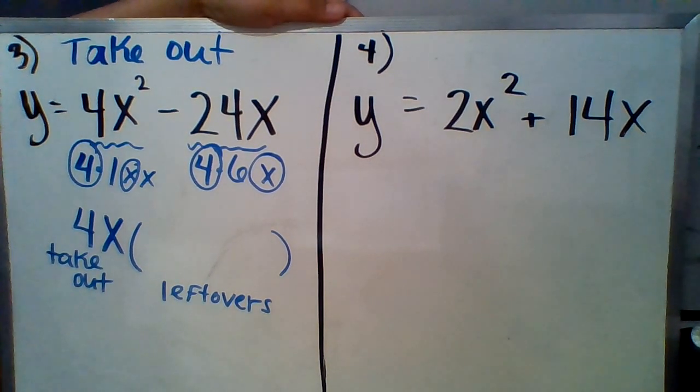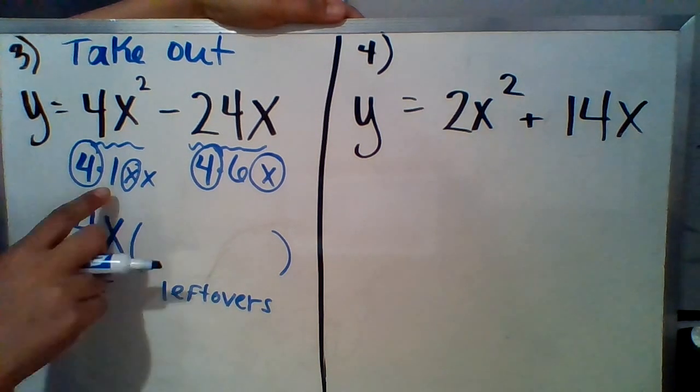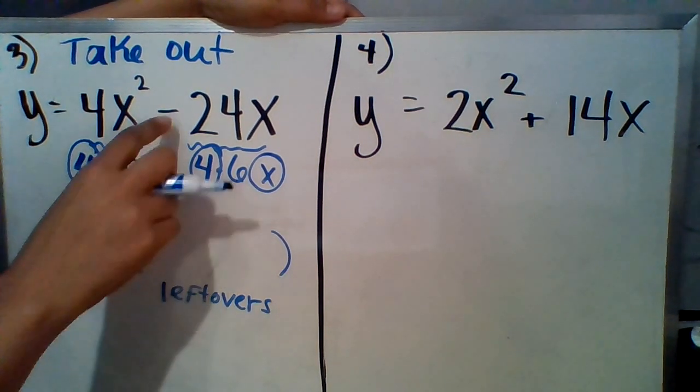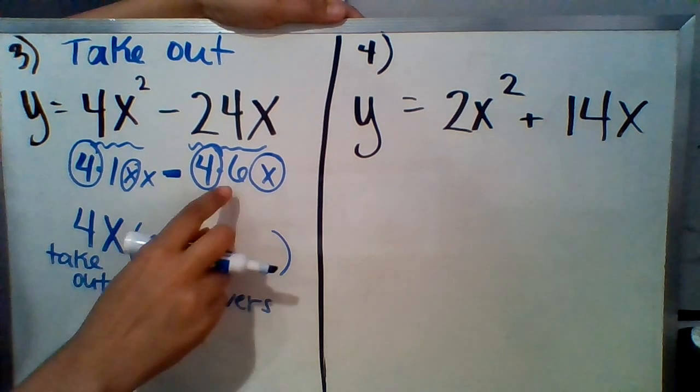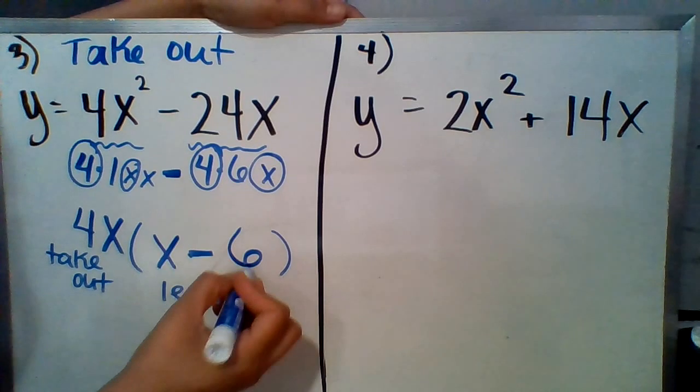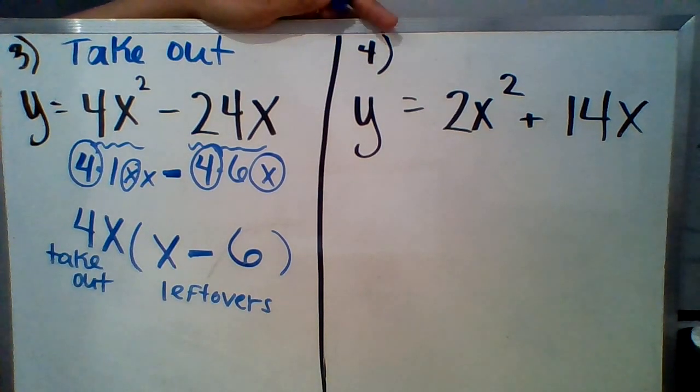Your leftovers is the stuff you did not take out. I didn't take out this 1x, and then there's the minus sign, and I didn't take out this 6. Okay, so that is how you factor.